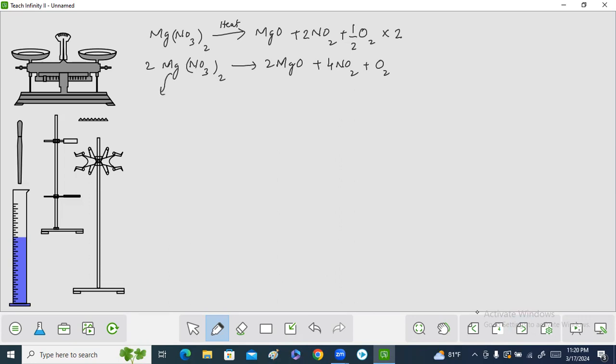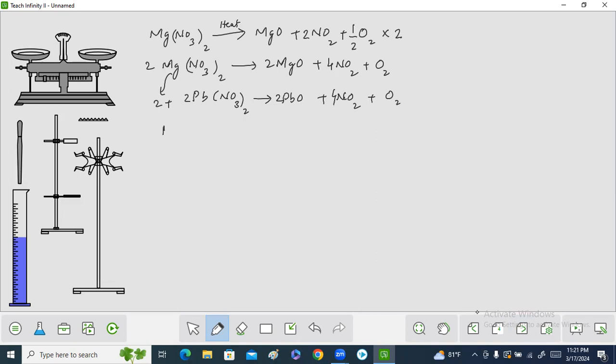So all elements having 2 positive charge can be balanced like this. For example, if you have lead(II) nitrate, you will get the same type of products: lead oxide plus nitrogen dioxide plus oxygen, and you can balance in the same way.